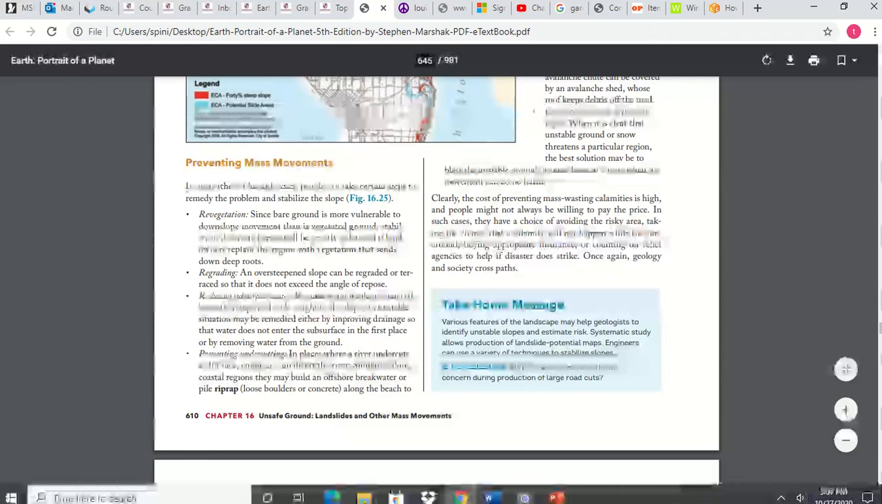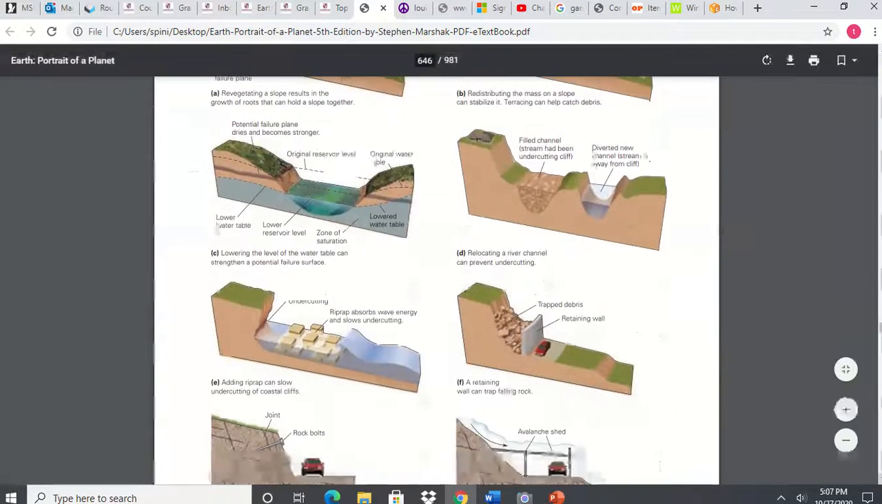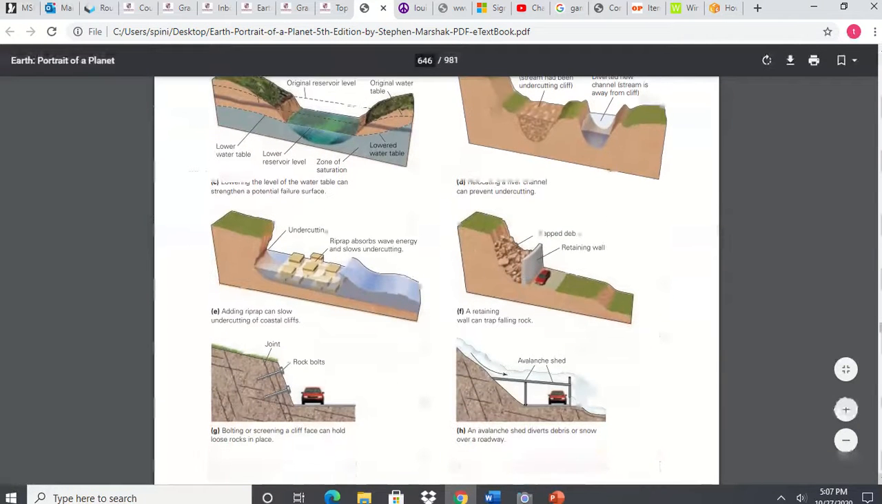Preventing mass movements, we talked about revegetation, regrading, so bringing something back to an angle of repose. Once the ground is at its angle of repose, it's not possible for it to have a problem. So that's another solution. Reducing subsurface water, you might have to put in drains, that sort of thing, and preventing what we call undercutting, where the ground kind of cuts away at part of that, maybe a hillside or something. So these are all things we can do. It's not cheap, and then of course there's other kinds of ways.